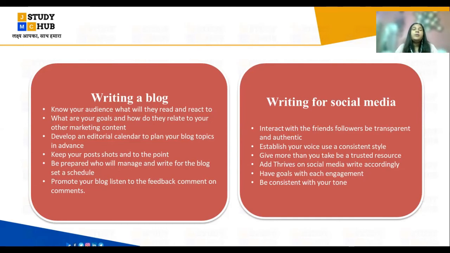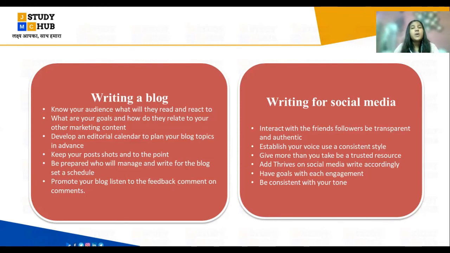Be prepared who will manage and write the blog. If you are doing it on a professional level, you must have a team attached to it. But if you are doing it on your own, you can actually plan a calendar of the number of things that you are going to do. So prepare a schedule. The need is to prepare a schedule, promote your blog, listen to the feedback, and comment on the comments. Very important thing.